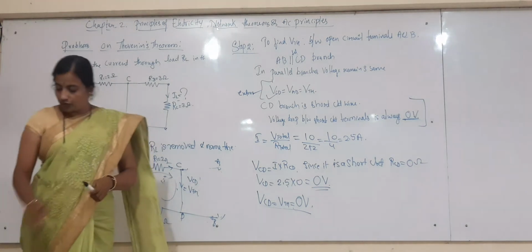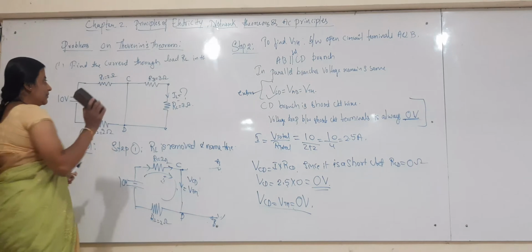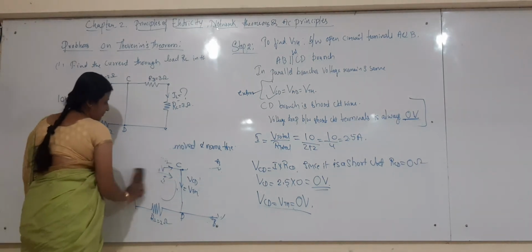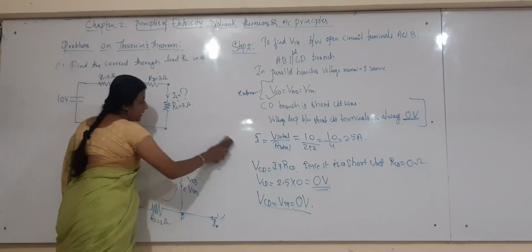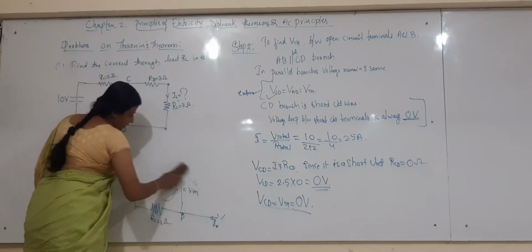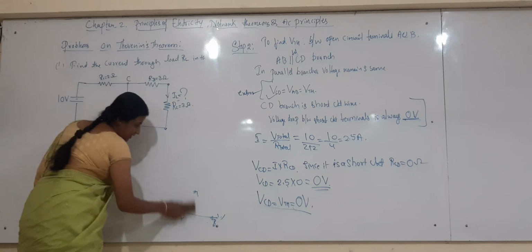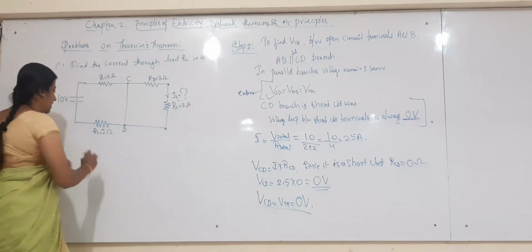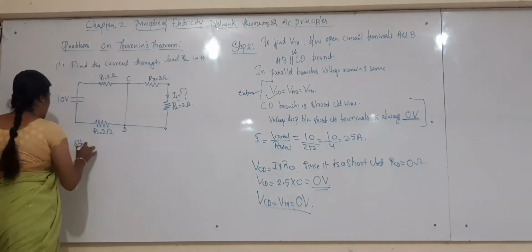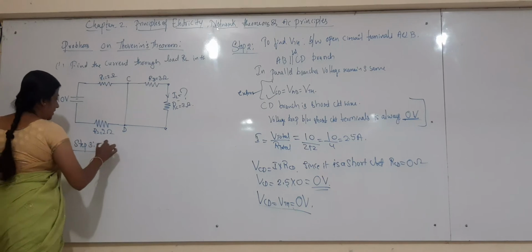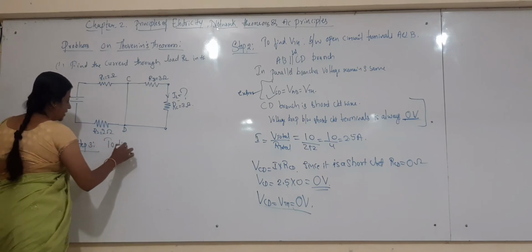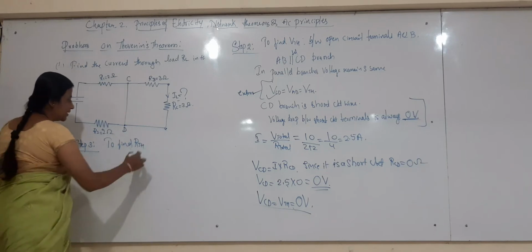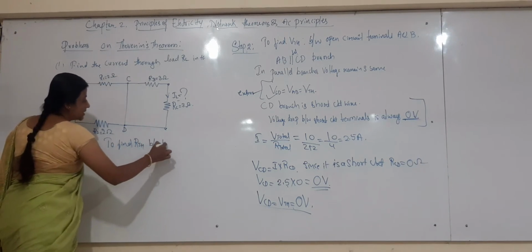Now next we have to find the second step, which is to find RTH. Removing RL is the first step. The second step is to find the VTH, which we have calculated, and that is nothing but our VCD voltage. Now step 3 is to find the RTH, that is Thevenin's resistance, between the terminals A and B.